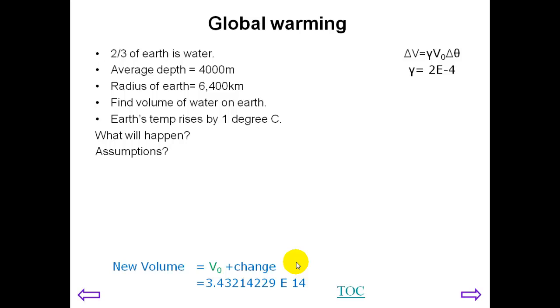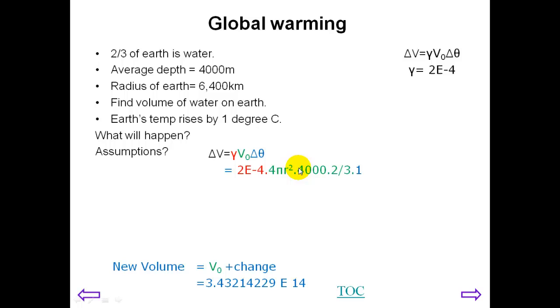Another assumption is that we are assuming that all the water is heated by 1 degree. If the surface water increases by 1 degree, deep in the water, the temperature change will be much smaller. So this will give a smaller value for the new height. But let's do the calculation anyway. Delta V is equal to gamma V naught delta theta. Now, gamma is 2 times 10 to the minus 4.